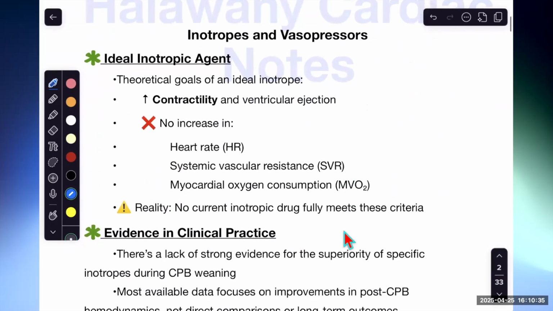But also, what is the ideal inotropic agent? Theoretically, it has good contractility, as we said, and good ventricular ejection, either right side or left side, without increasing the heart rate or the systemic vascular resistance or myocardial consumption. Okay, it's just pure contractility. But in reality, that does not happen. There is nothing that affects only the contractility. Every drug that affects the contractility has other effects like vasodilatation, vasopressor, chronotropic, whatever. Okay, fine.